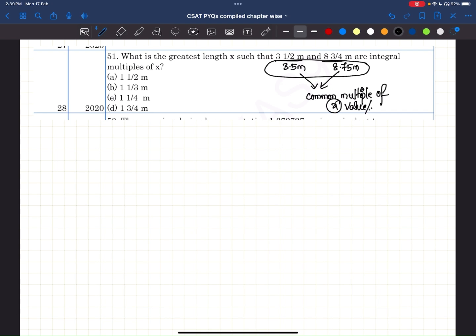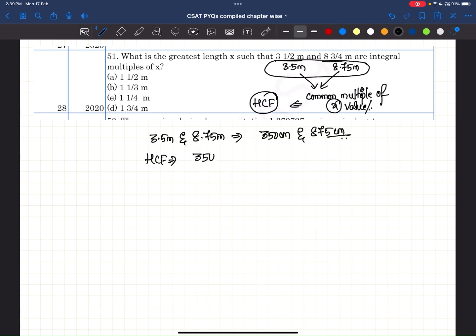I think it is sounding very similar to a topic which we have read. What is that topic? That is highest common factor. For calculation convenience, we'll take 350 centimeters and 875 centimeters. Now, see, we have to find the HCF of these numbers. What is the method of solving for HCF?